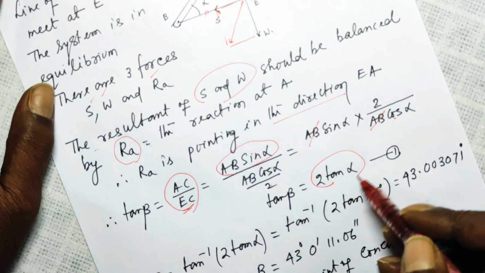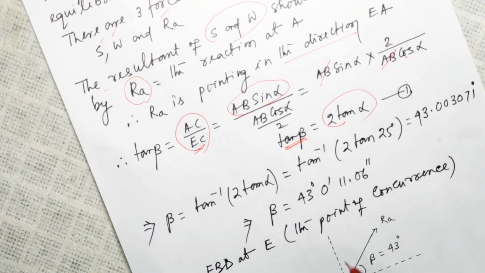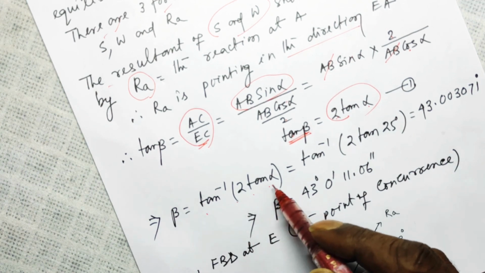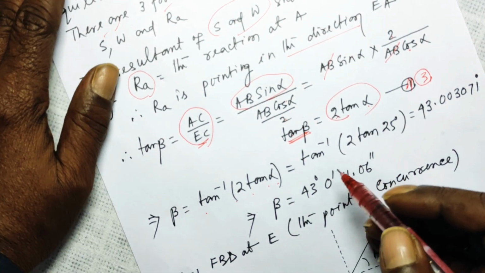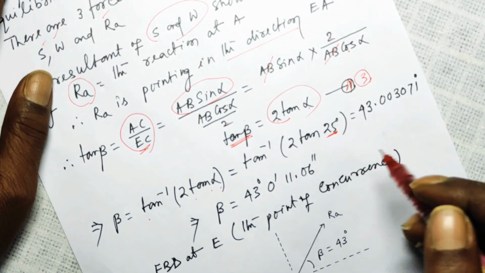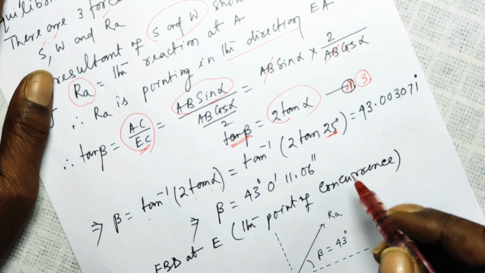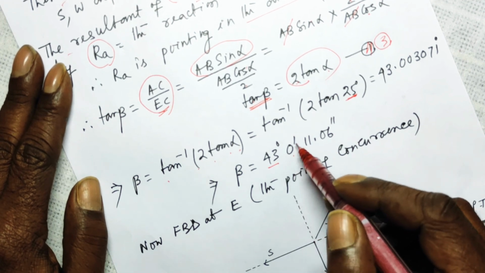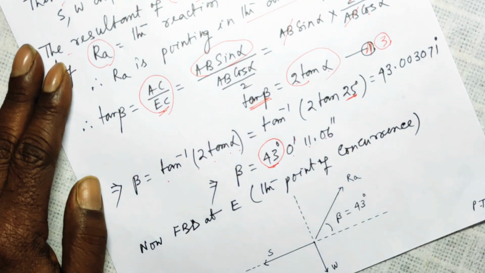So 2 times tan alpha is equal to tan beta, and the value of alpha is given as 25 degrees. So beta is equal to tan inverse of 2 times tan alpha. Let it be equation 3, because I have already made 2 equations. So now put the value of alpha in a scientific calculator, then beta comes out to be 43.003071 degrees. Converted into degrees, minutes and seconds, it comes out to be 43 degrees 0 minutes 11.06 seconds of arc. So I will only consider 43 degrees as beta.